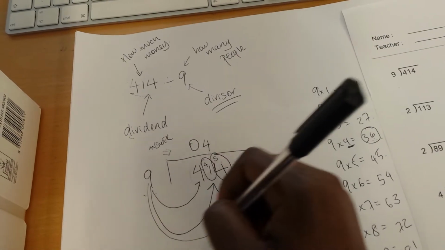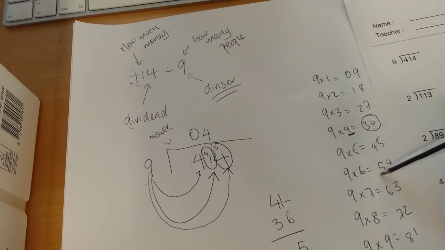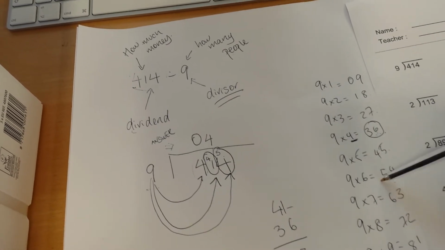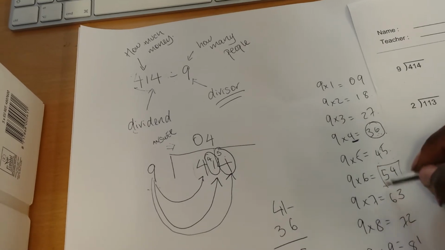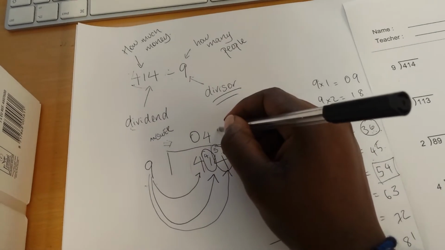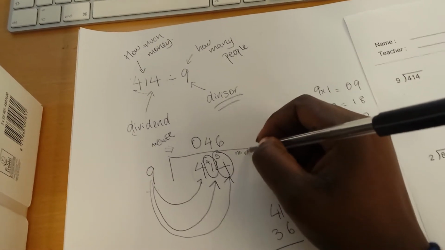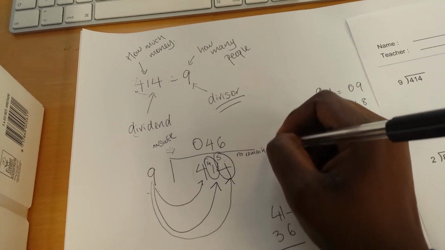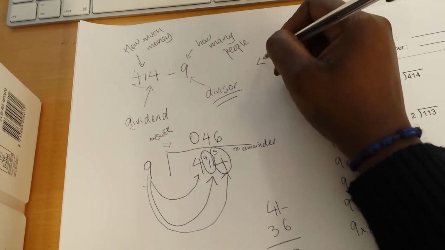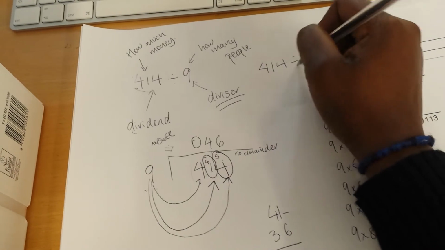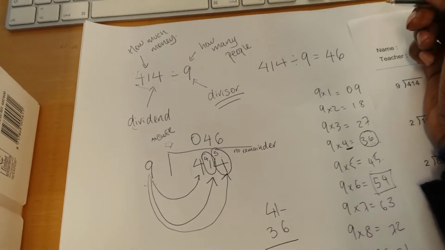So now how many 9s are there in 54? Here we know we're going to get an exact number because we have 54 here. It's exactly 6. So 54 is what we need, and it goes into it exactly 6 times. No remainder. So that's the final answer. The question was 414 divided by 9, and the answer is 46.